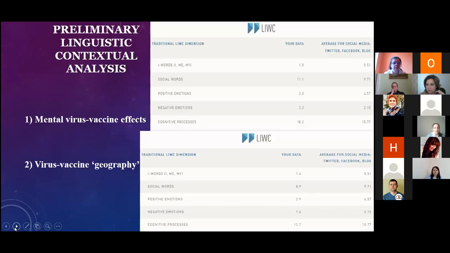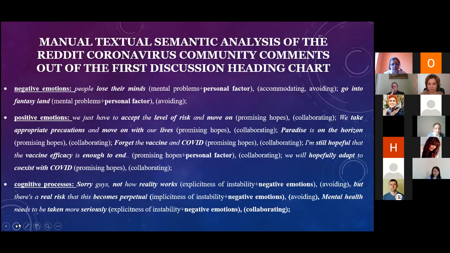This way, we allocated the most frequent linguistic markers with manipulative and disputable implications according to the following headings: mental virus vaccine effects and virus vaccine geography. We also allocated semantic groups according to the previous headings in accordance with those introduced by the software tool, Linguistic Inquiry and Word Count. Then this is the first discussion heading and the results of the second discussion heading chart.